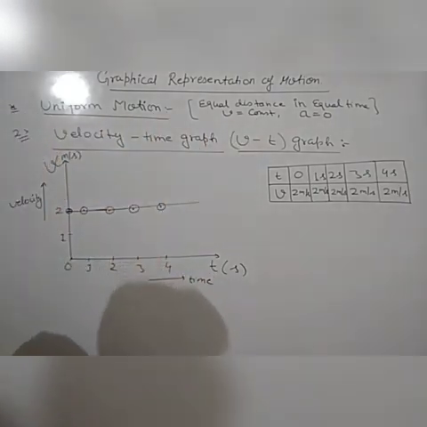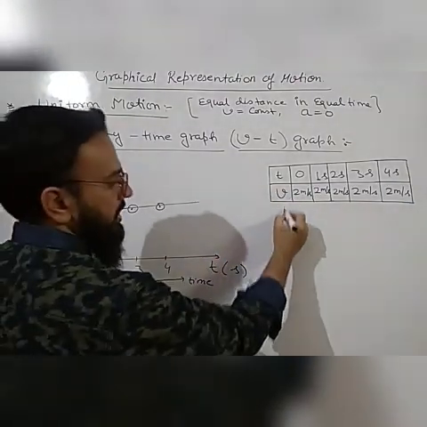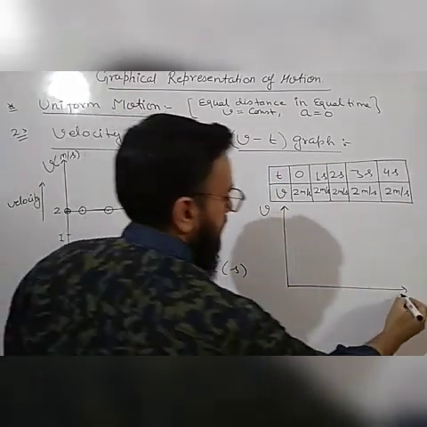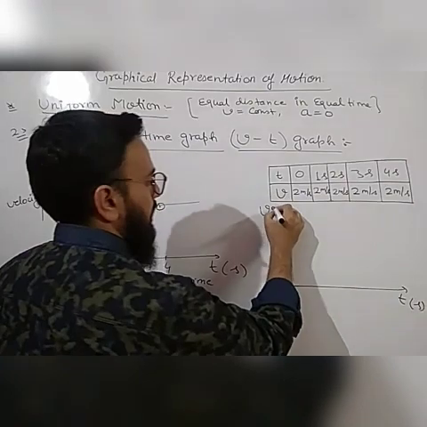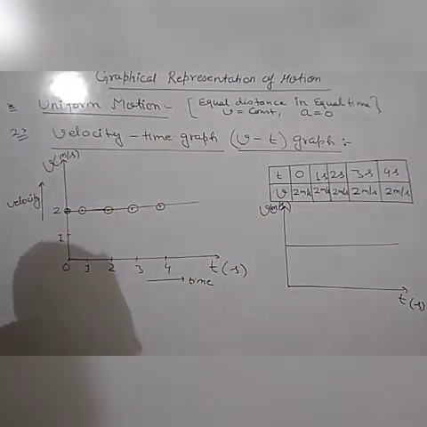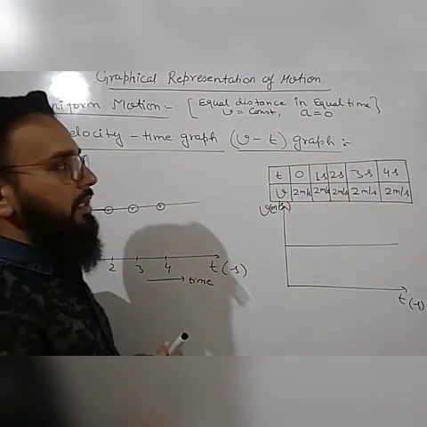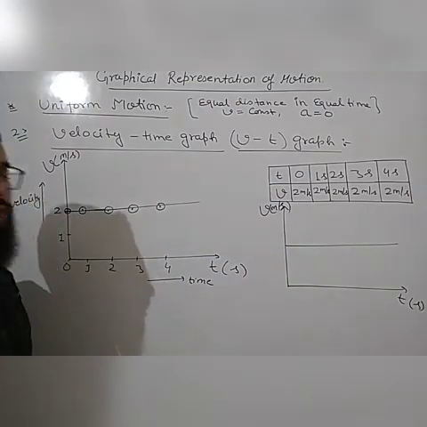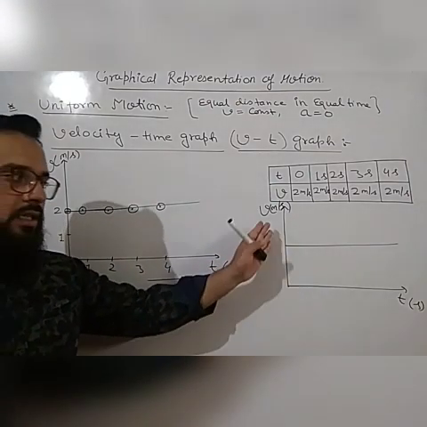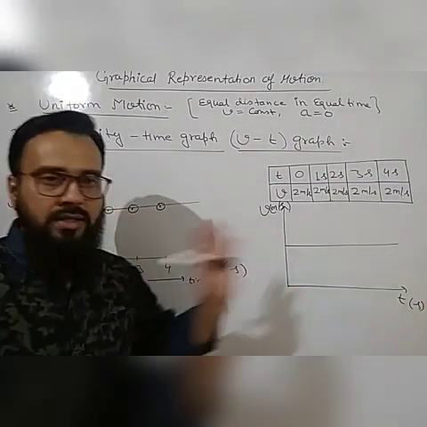This graph is for this particular table, but in general, if we draw the velocity time graph, it will look like a straight line parallel to the time axis. Simple. If you are not given any table and it is asked to draw the velocity time graph of uniform motion, then you can draw this graph simply. This is the graph of uniform motion. It will always be a line parallel to the time axis.